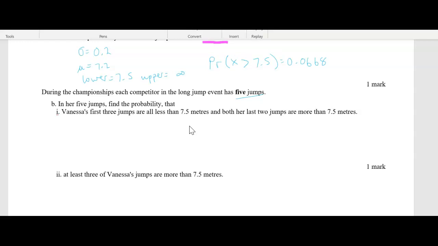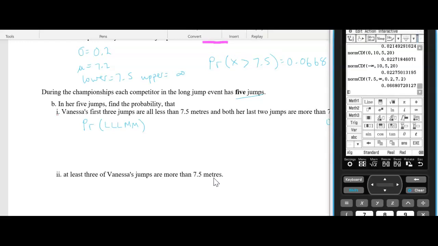Okay, so we want to find the probability. Let's just say, how can we use this as notation? So less than, let's just do less, and her last two jumps are more. So more. All right, so we need it in that order. So less, more. Now, we know that the probability that she is more than 7.5 is 0.0668. So let's just get back on the calculator.